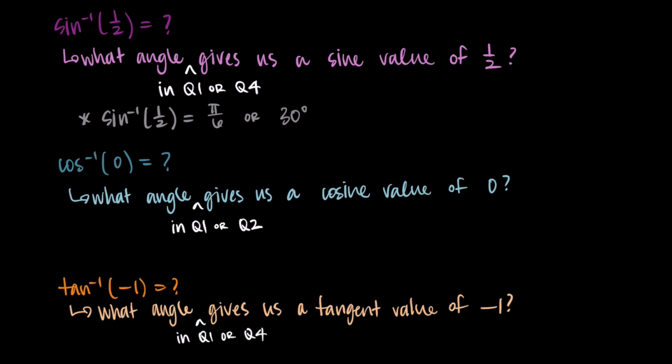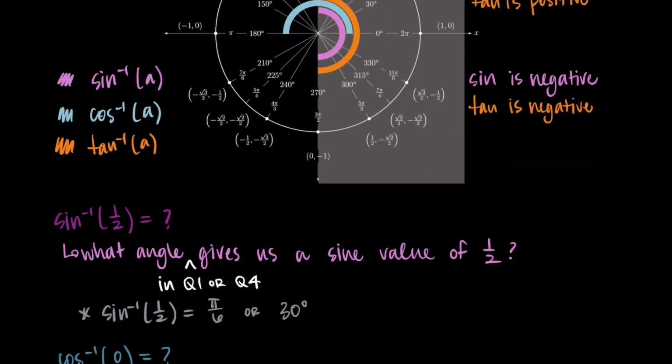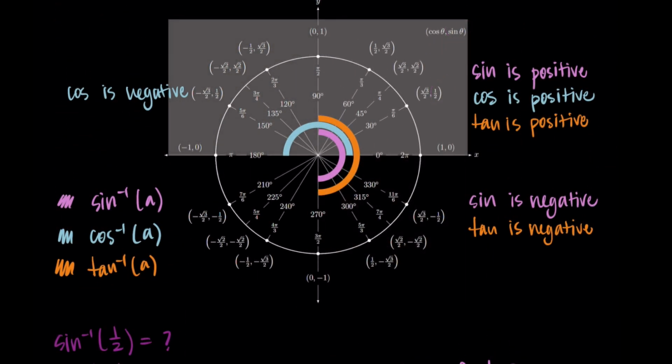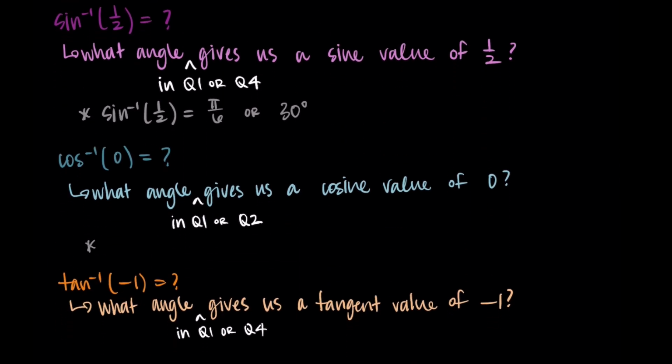Let's do the same thing now for cosine inverse of 0. Cosine looks at quadrants 1 and 2. It's the x value, and we're looking for where it's 0. I see it's 0 here at the angle pi over 2 or 90 degrees, and so this is my answer. We would say that the inverse cosine of 0 is pi over 2 or 90 degrees.